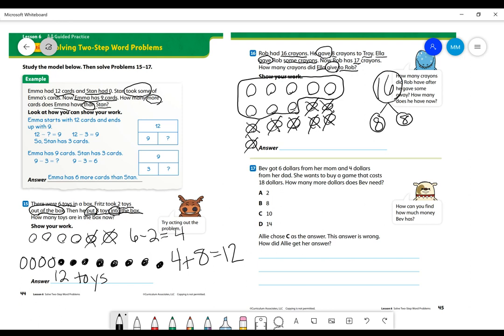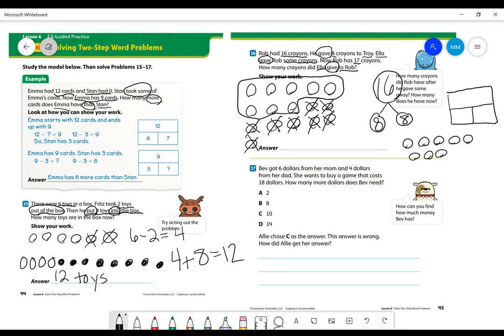Are we done yet? No, because here's our second step. So we had 8 crayons left. I'm going to draw another number bond. This time, I'm going to draw a different model. So we had 8 crayons left. 5, 6, 7, 8.